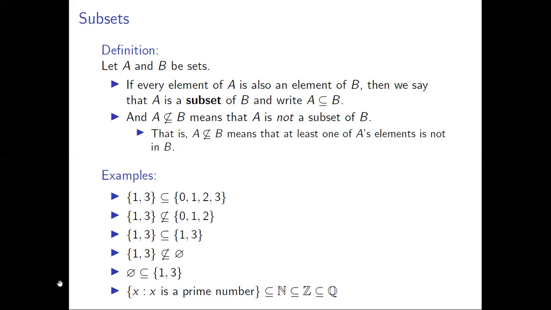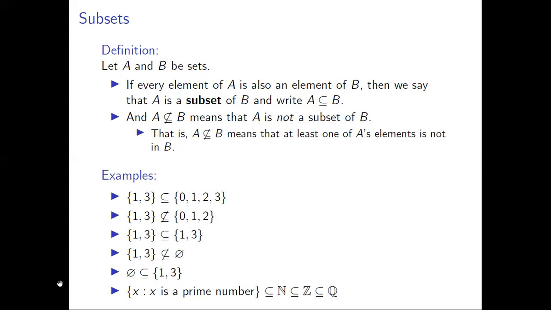Furthermore, Z is a subset of Q. Every integer can be written as a fraction, right? For example, -5 can be written as -5 divided by 1, and the same reasoning applies for every integer. Even 0. How can you write 0 as a fraction? Well, that's very easy. 0 divided by anything except 0, like 0 divided by 15, gives you 0. So that's a rational number. So the point is, every integer, every whole number, is a rational number.